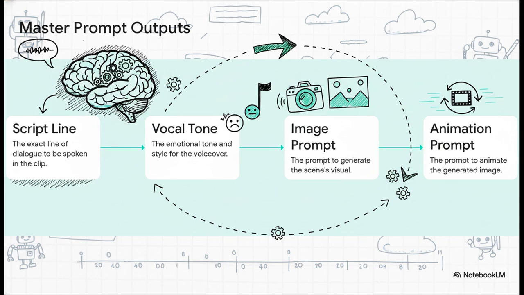So here's how it works. It's pretty cool. For every single scene in your video, the master prompt spits out 4 interconnected things. You get the script line, you get the vocal tone, like how should it sound, you get a detailed prompt to create the visual, and you even get a prompt to animate that visual. Everything is designed to work together perfectly, right from the very start.